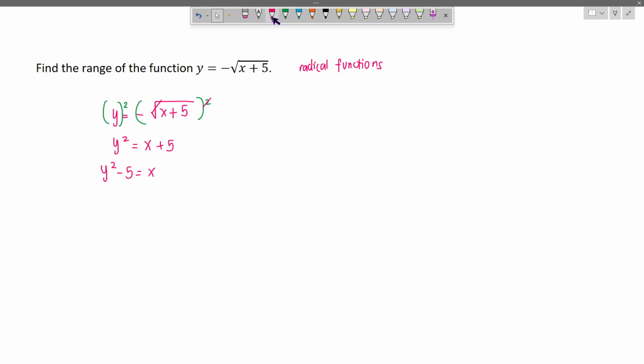So let's look at the original function. We have y. Again, we don't have a restriction here. So we need to also check the original function. Okay. So from the discussion of domain, you know that the values inside should be greater than or equal to 0, or a non-negative number.